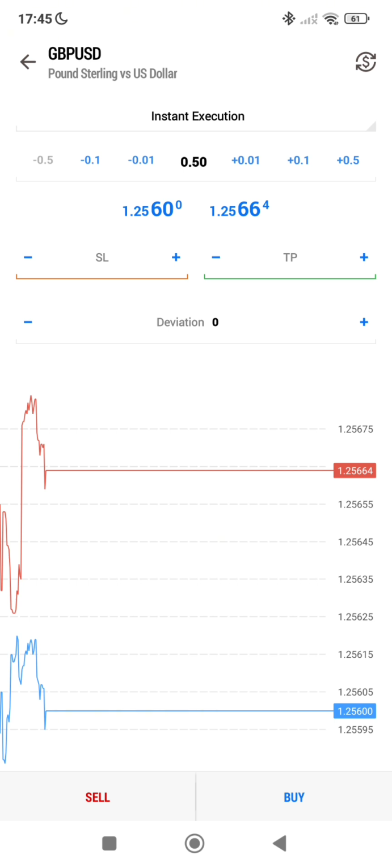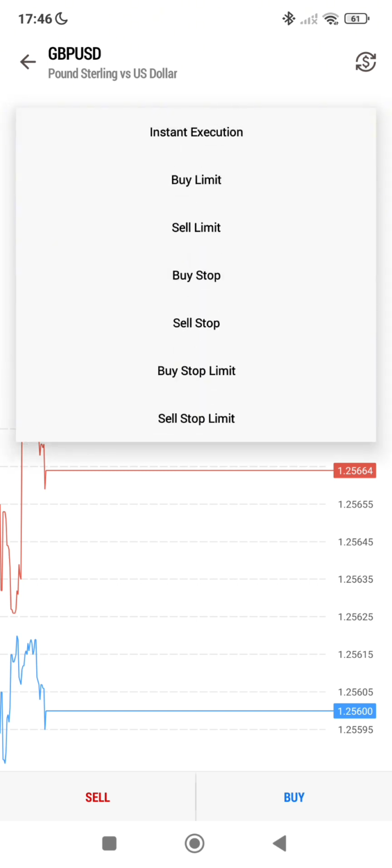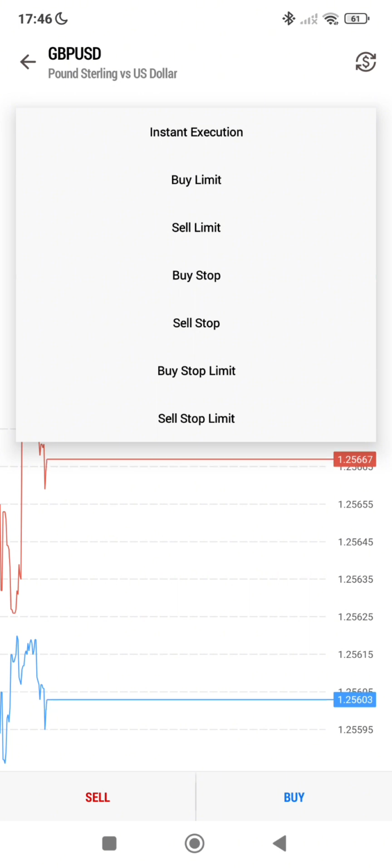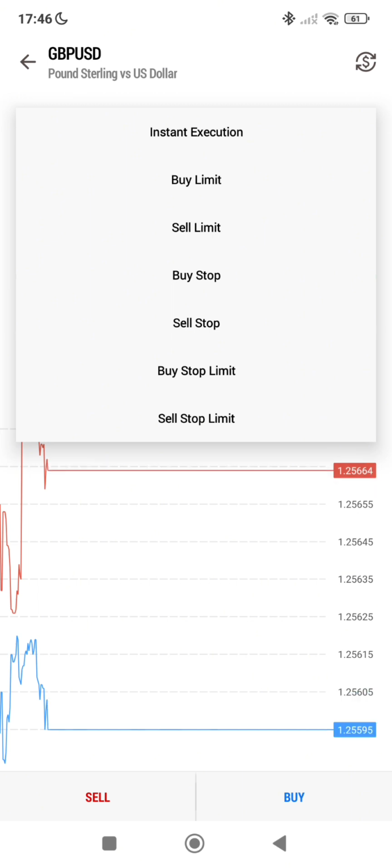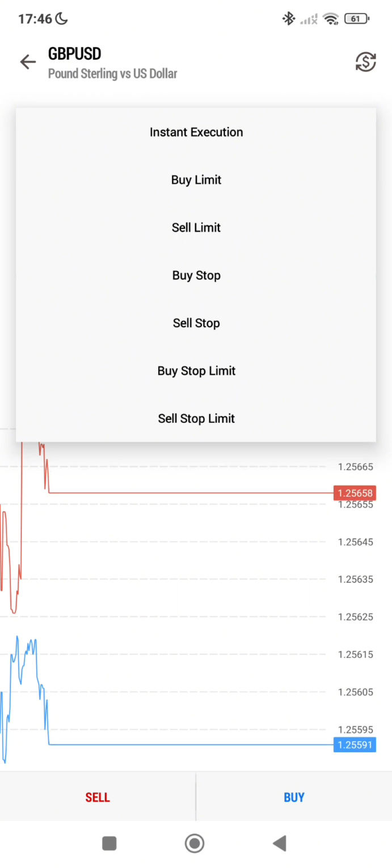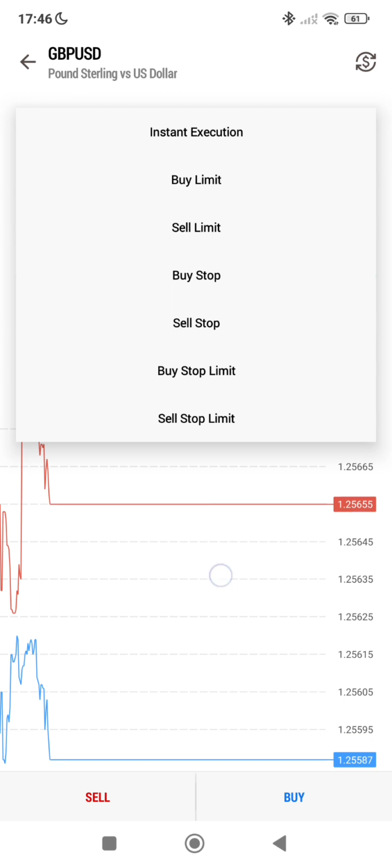Now, let's say you don't want to buy instantly, you believe that price is going to go to a certain level and react from there. So you want to set a pending order. What you are going to do is you are going to click on instant execution over here. When you click on instant execution, you are going to see the type of market orders that we have talked about. You see buy limit, you see sell limit, buy stop, and then sell stop. You are going to concentrate on that. Forget about buy stop limit and sell stop limit. So what is a buy limit, what is a sell limit, what is a buy stop, and what is a sell stop? Let us go back.